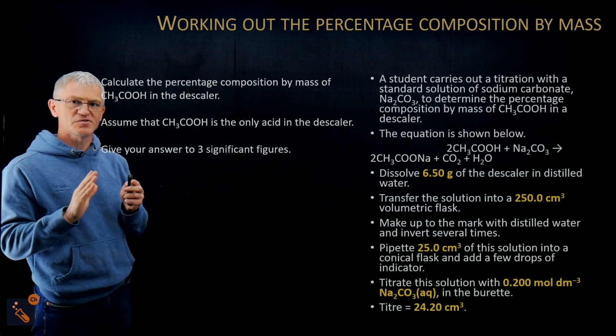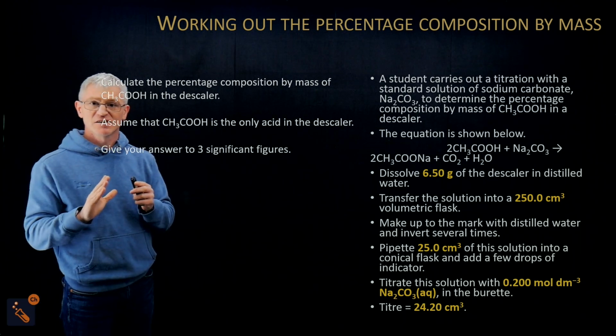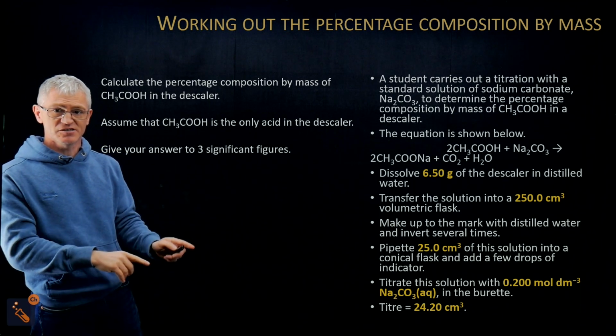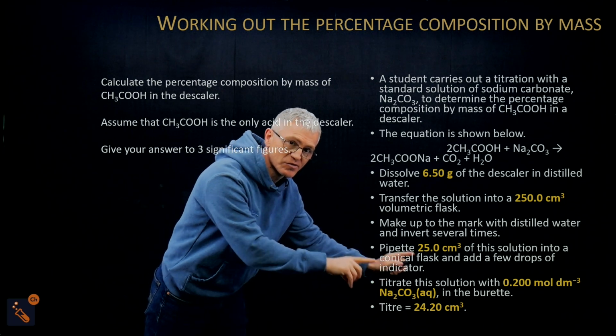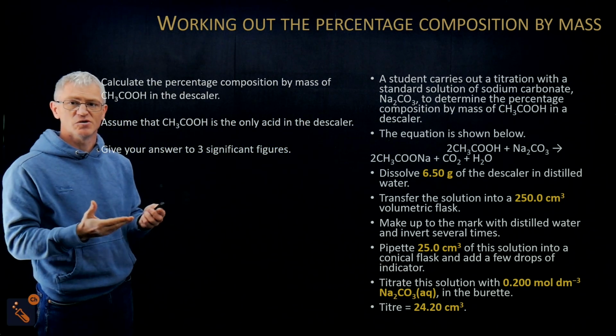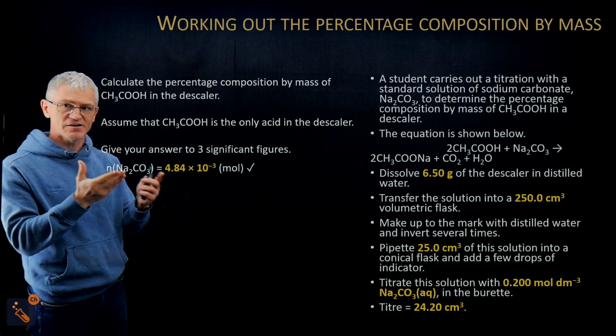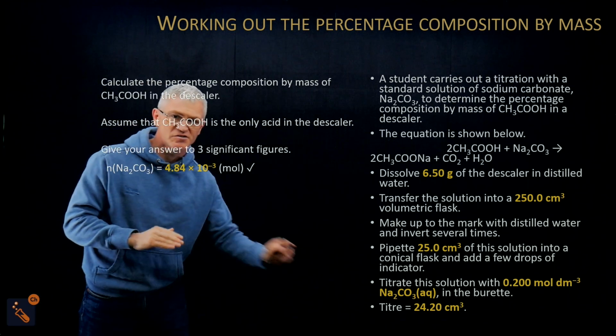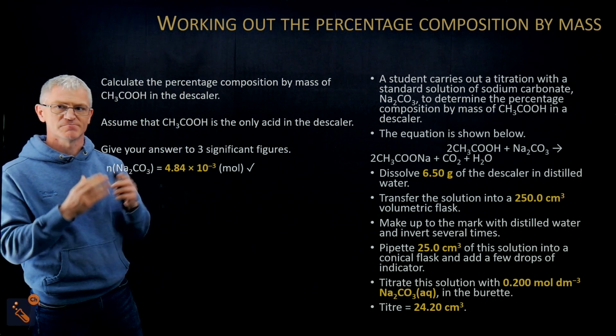Okay, so we're going to start off with the first one. You always work out what you can work out. I'm given a titre, which is 24.2. I'm given a concentration, which is 0.2, which means I can work out the moles of the sodium carbonate. I just times those two numbers together. Remember the titre's got to be converted to decimetres cubed.